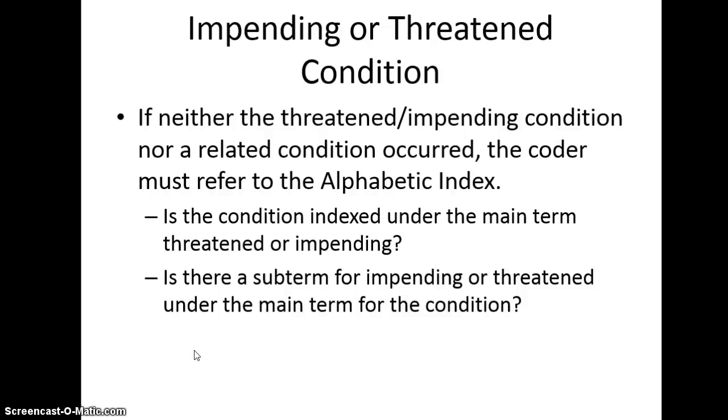Okay, so finishing up Chapter 6 with Part 2. In Part 1, we talked about acute and chronic conditions, rule and ruled out, borderline diagnoses. Now let's talk about a threatened or an impending condition.